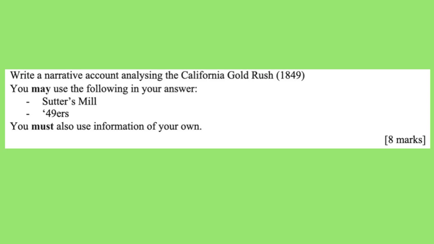Write a narrative account analysing the California gold rush of 1849. You may use the following in your answer: Sutter's Mill, the 49ers. You must also use information of your own.